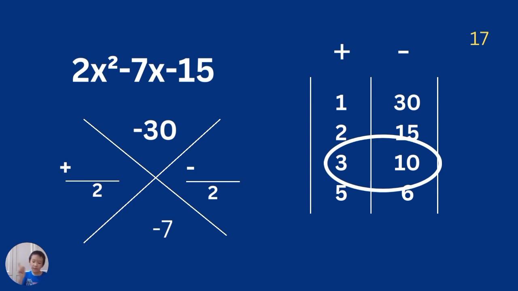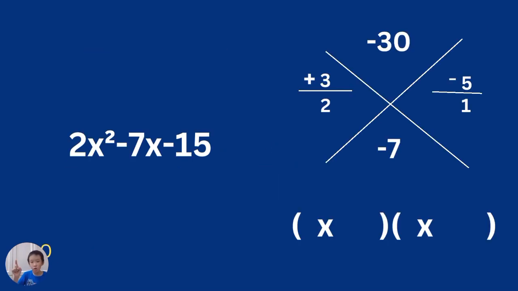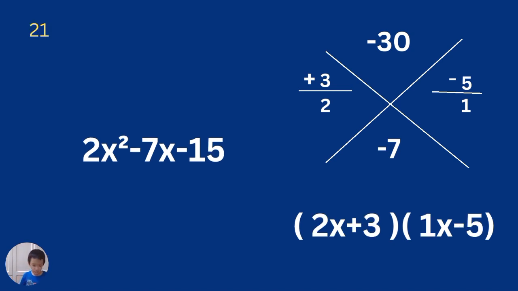The left and right part will be filled with the pair of numbers we just chose, divided by the quadratic coefficient, which is 2. Simplify the fraction, then we are ready for the final tool. The final tool will be our 2 brackets, left and right, with an X in each one. We will fill up the brackets with the numbers from the X diagram that we just finished factoring, correspondingly.